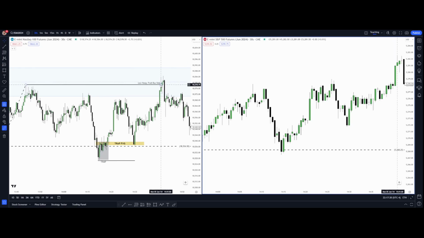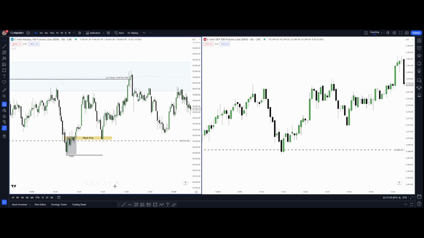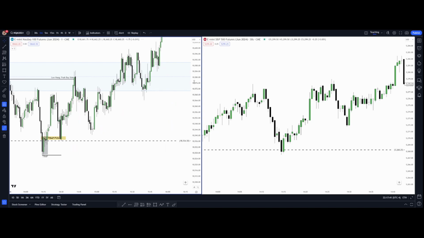Now this should be your first partial, and then once it trades above it, that's when you need to put your stop loss at break even or in profit, okay, if you want to keep holding. So let me switch back to 1 minute from here on.